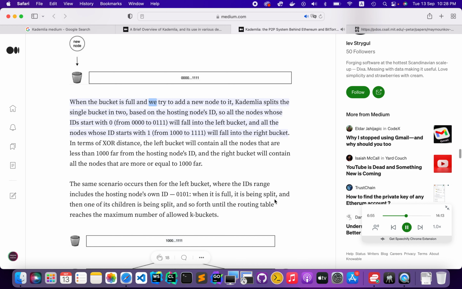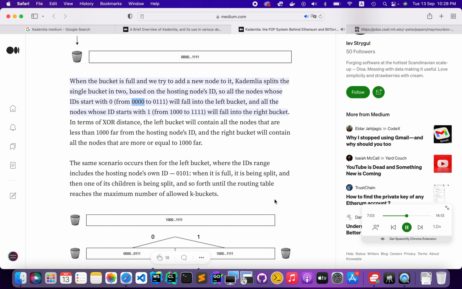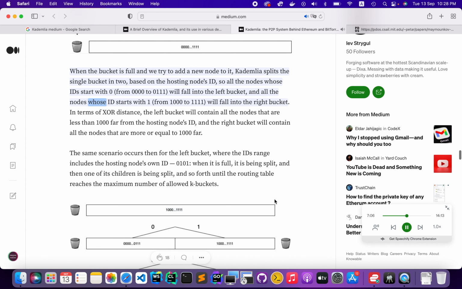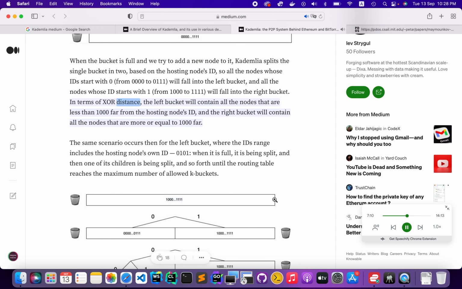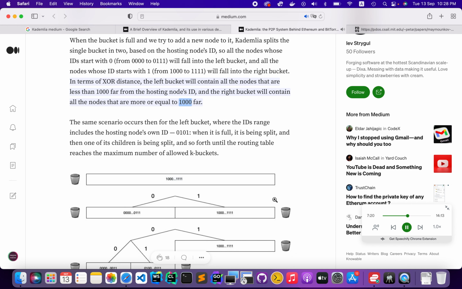When the bucket is full and we try to add a new node to it, Kademlia splits the single bucket in 2, based on the hosting node's ID, so all the nodes whose IDs start with 0, from 0000 to 0111, will fall into the left bucket, and all the nodes whose ID starts with 1, from 1000 to 1111, will fall into the right bucket. In terms of XOR distance, the left bucket will contain all the nodes that are less than 1000 far from the hosting node's ID, and the right bucket will contain all the nodes that are more or equal to 1000 far.